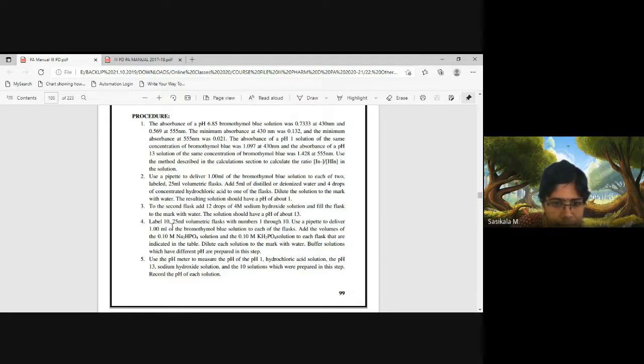Then label ten 25 ml volumetric flasks with the numbers 1 through 10. That is the tabular column saying from 1 to 10. This is the second tube to the 11th tube, where all together we will have 10 tubes. Already 2 tubes we have prepared, one is pH 1 and one is pH 13. The others, from pH 2 to 10, we need to prepare with 25 ml volumetric flasks.